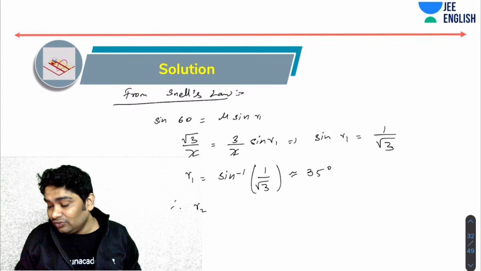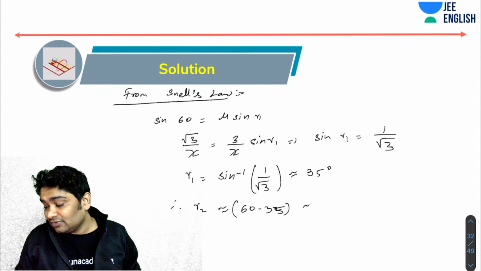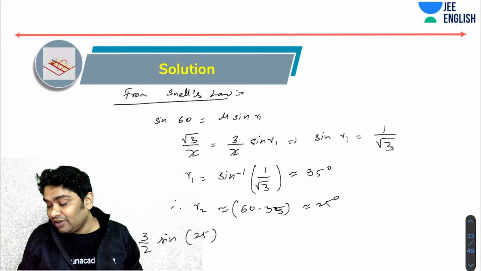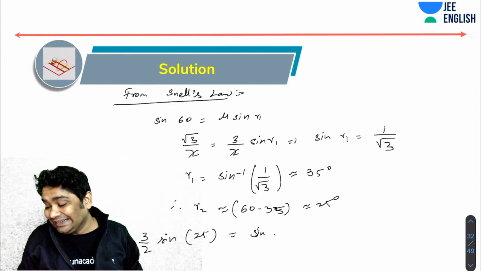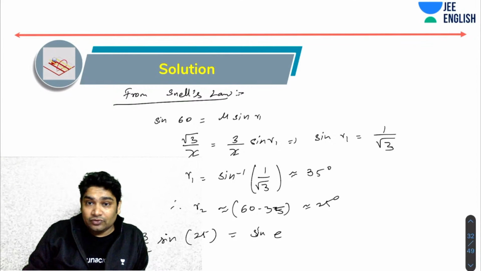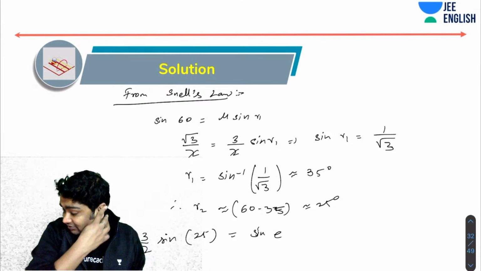Therefore, R2 would have become 60 minus 35, which would have been 25 degrees. And once I know R2, 3 by 2 sine of 25 would have been equal to sine of E. So from here, you would have figured out the angle of emergence also.